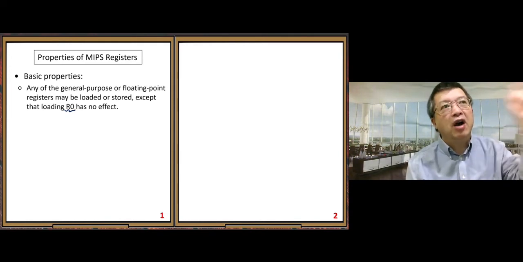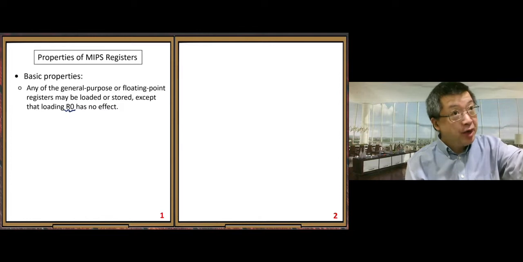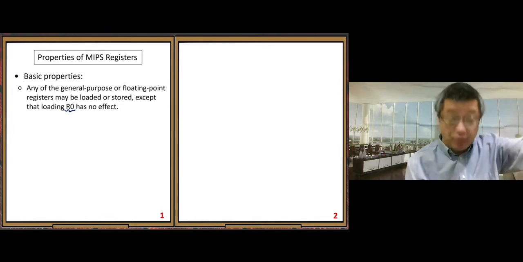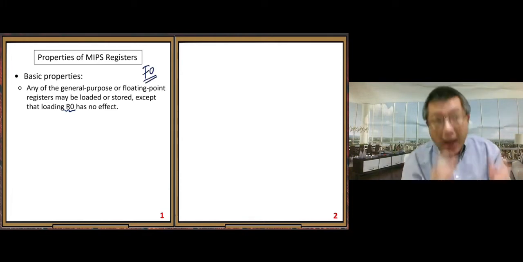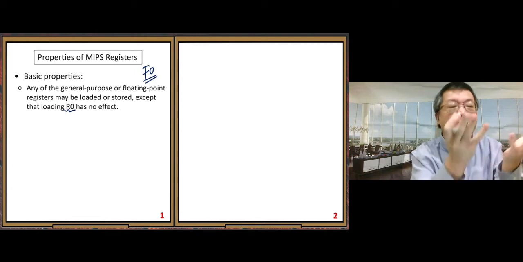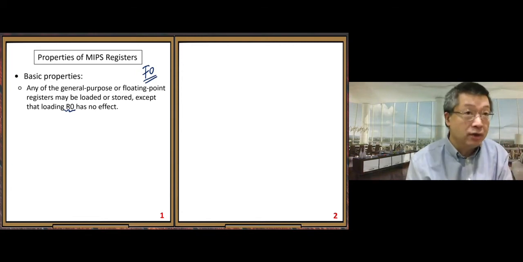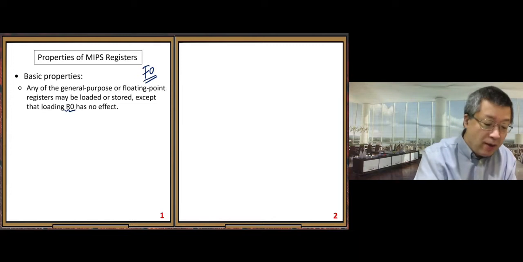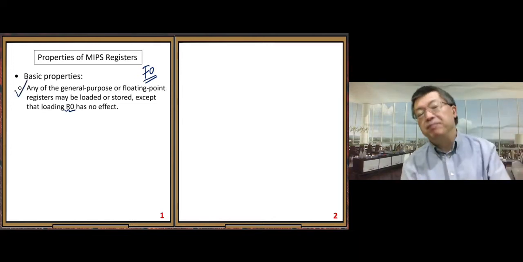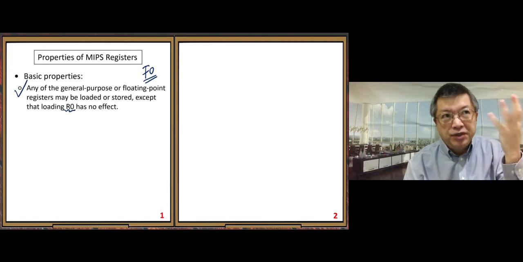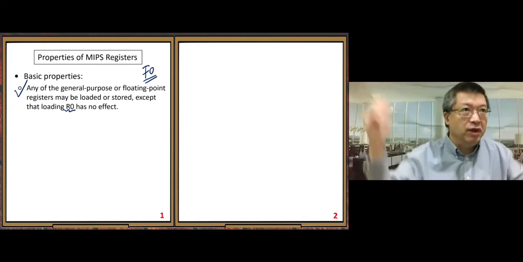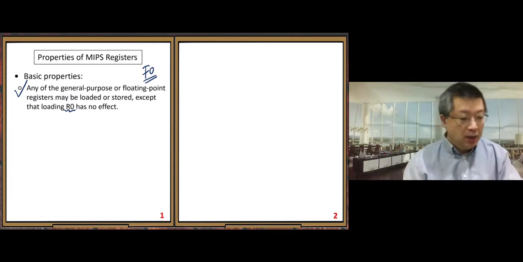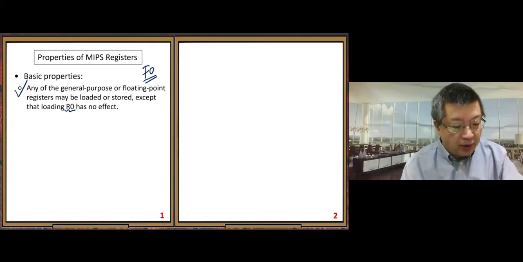Okay, but only for R0. For F0, no such property. F0, floating point. So you cannot use analogy to assume F0 has a similar property. That's not correct. So based on this property, you can easily see that F0 is a regular floating point one. All right, that's this one.